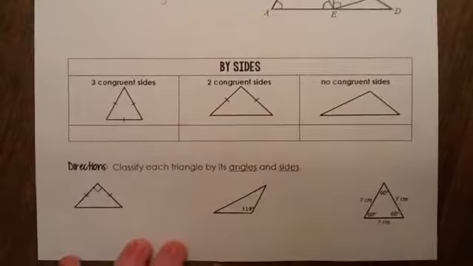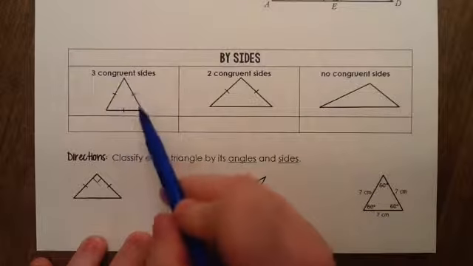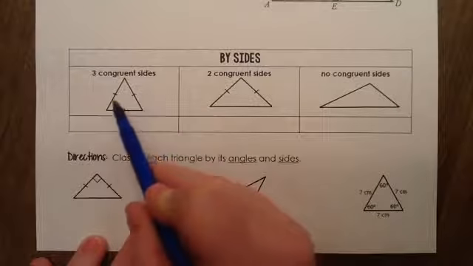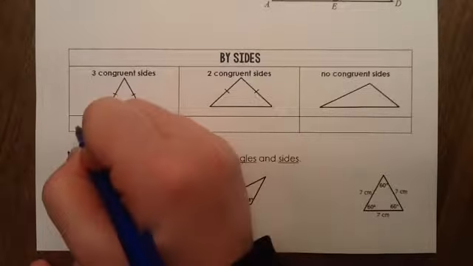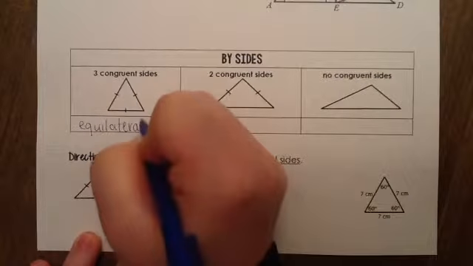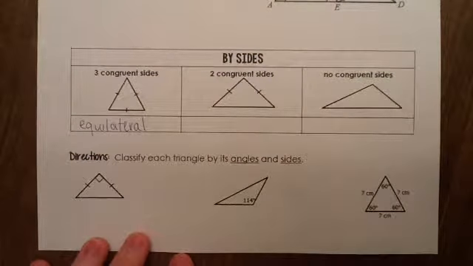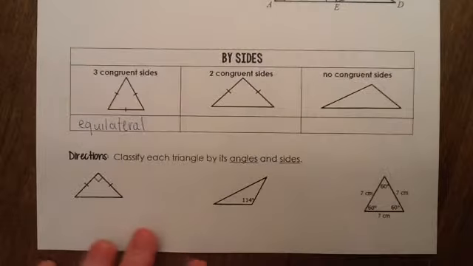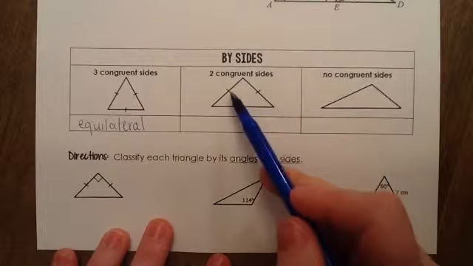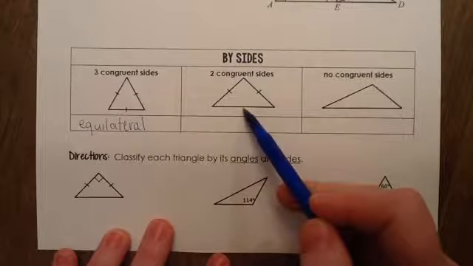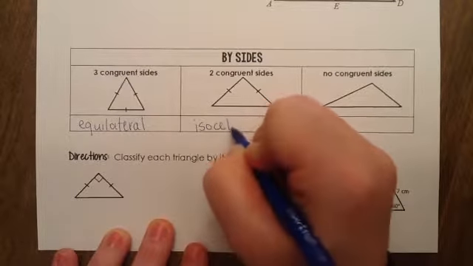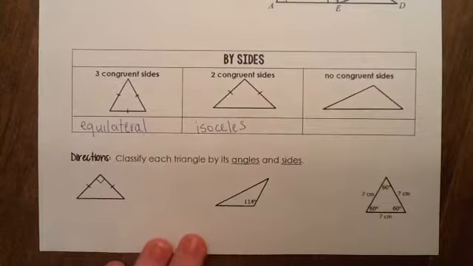Next, you can classify triangles by their sides. If you have three sides that are the same, and we know they're the same because of these little tick marks here, this is equilateral. Three congruent sides, equilateral. If there are two sides that are equal, and I know that because there are only two of them with this tick mark, this one would not be the same. This is an isosceles triangle.